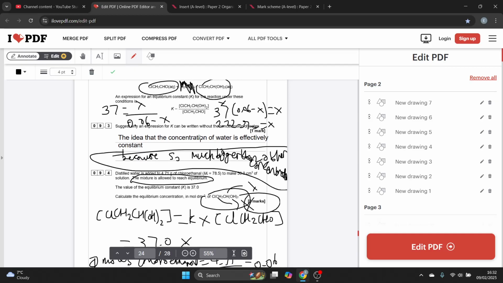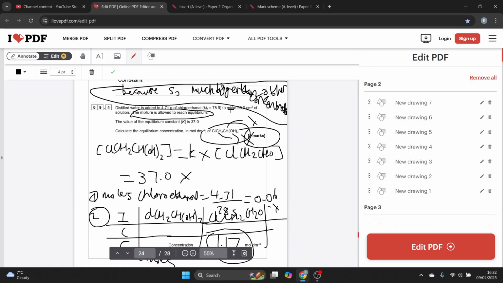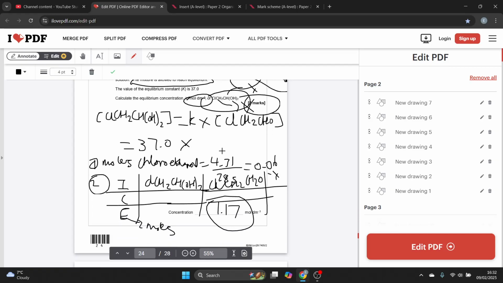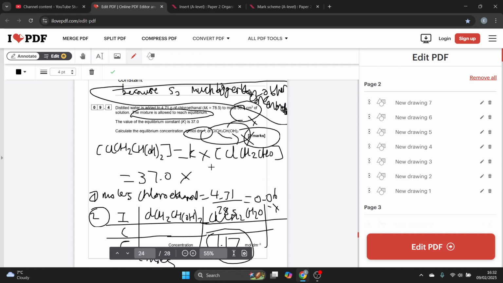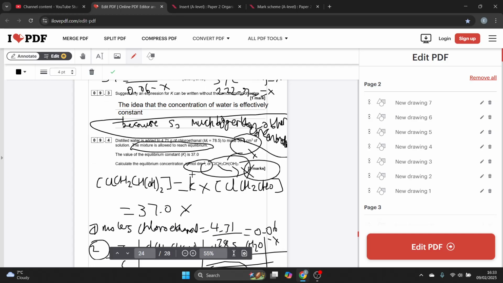The whole thing we did then, the ICE method, is used to find out the equilibrium moles, not the concentration. Therefore, concentration is moles divided by the volume, 50. I want it in moles per dm cubed, so times 10 to the power minus 3, and then I get 1.17. So definitely not an easy question. If you didn't get it, I understand. Definitely one of the trickier Kc questions. And yeah, that's it for that part. Didn't miss anything.